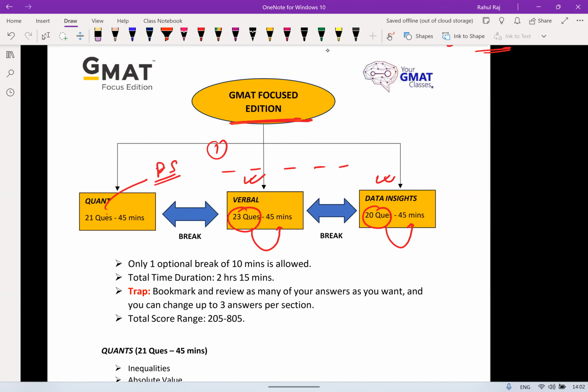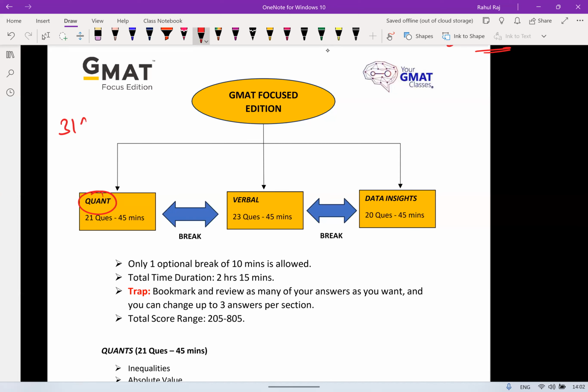So what is the difference between GMAT Focused Edition and GMAT Classic Edition? I'll give you a bit of detail so that your understanding is very clear. Before, in the quant section of the GMAT exam, there used to be 31 questions and 62 minutes. Out of these 31 questions, there were 2 types of questions: problem solving and data sufficiency. What GMAT has done in the present exam is put only problem solving in the quant section. That is 21 questions of problem solving.